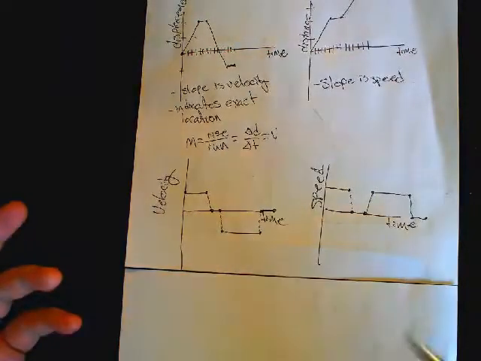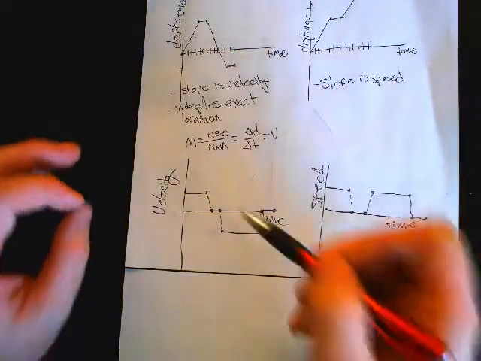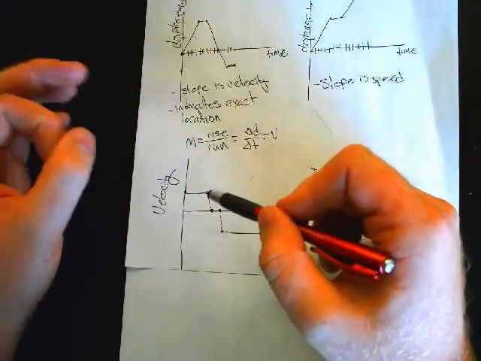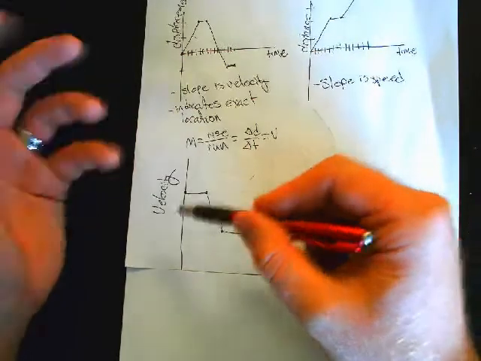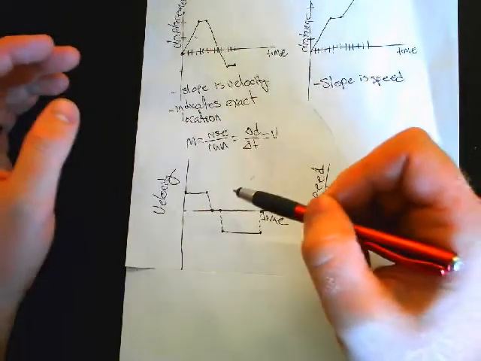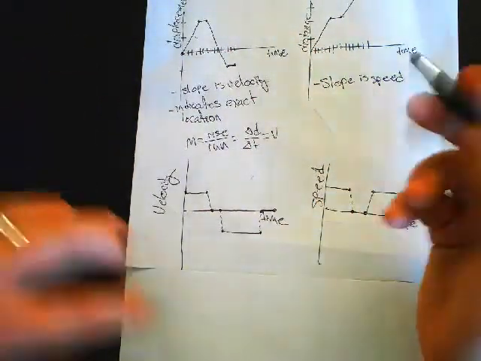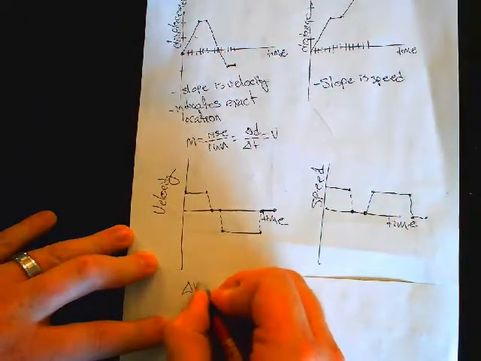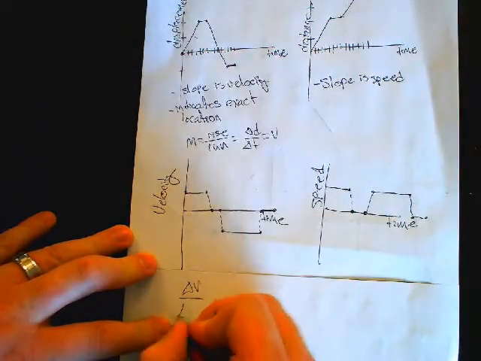Velocity versus time. If I am looking at the individual spots here, I can tell exactly how fast I'm going at any given time just by looking at the graph. But additionally, I can take the slope. Again, slope being rise over run. In this case, rise giving me change in velocity, divided by run being change in time.